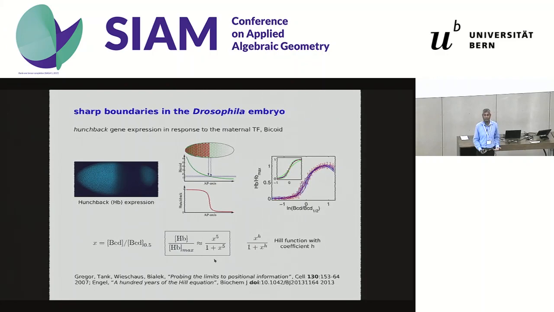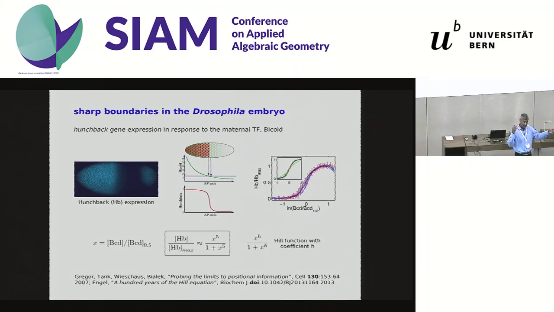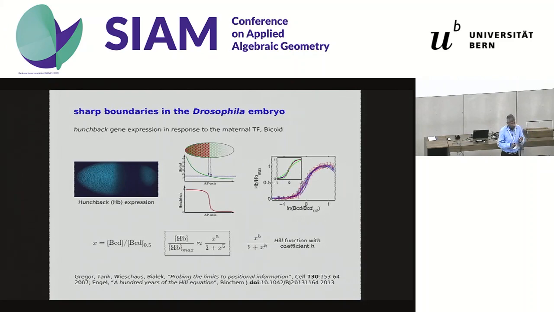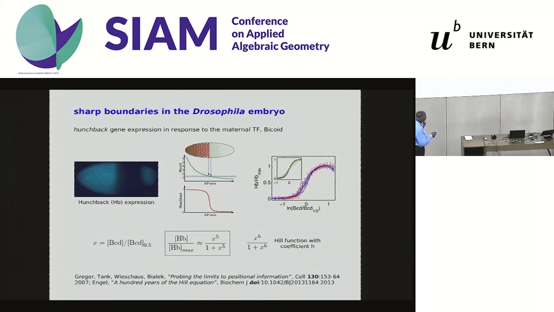What you notice here is a very sharp boundary between the expression of this gene being on and being off. The way this is thought to work is that the expression of hunchback is regulated by a protein that's a transcription factor called bicoid. This is a transcription factor that comes from the mother. The mother breaks the symmetry by giving the embryo mRNAs that are prepackaged, so this is a maternal transcription factor. It is very high at the anterior end and falls off in a roughly exponential way across the embryo.